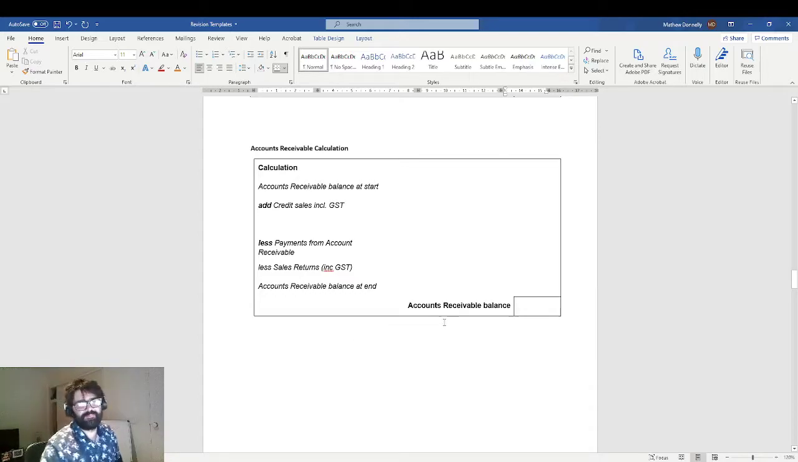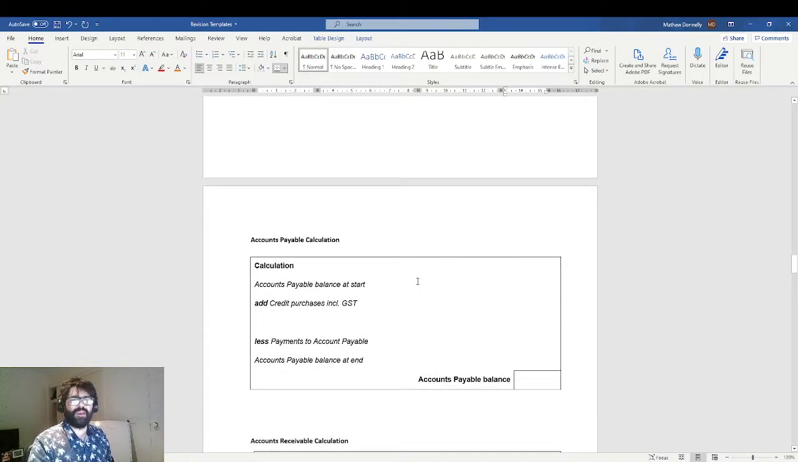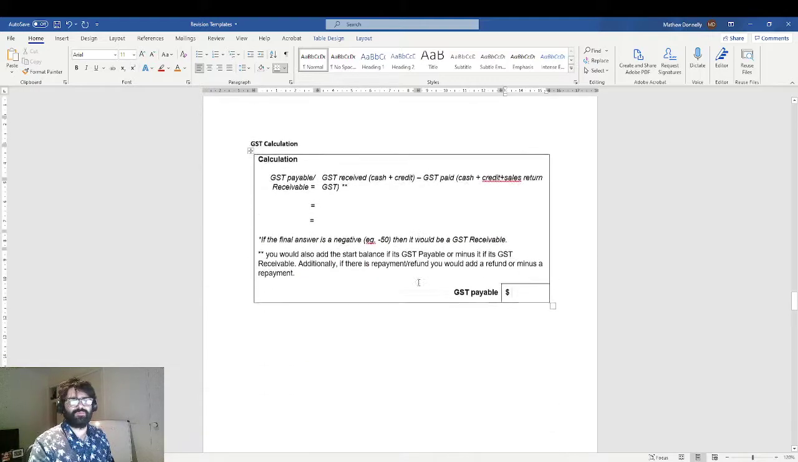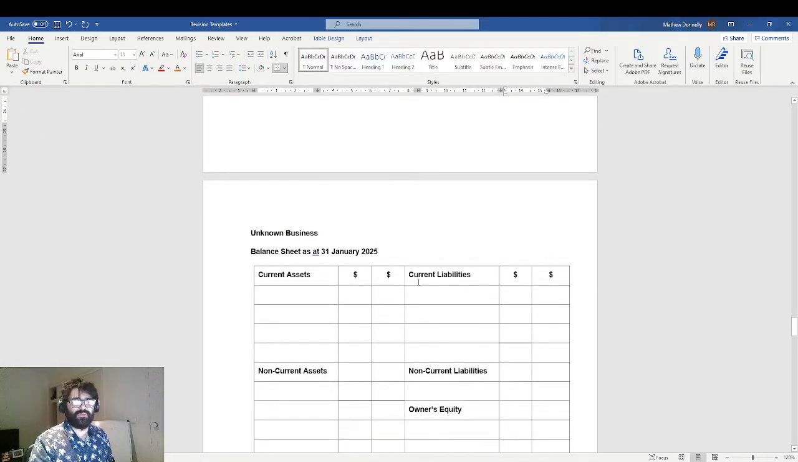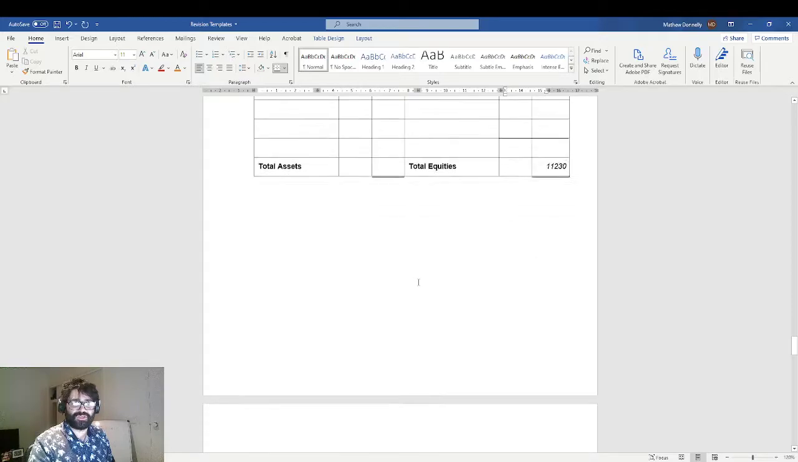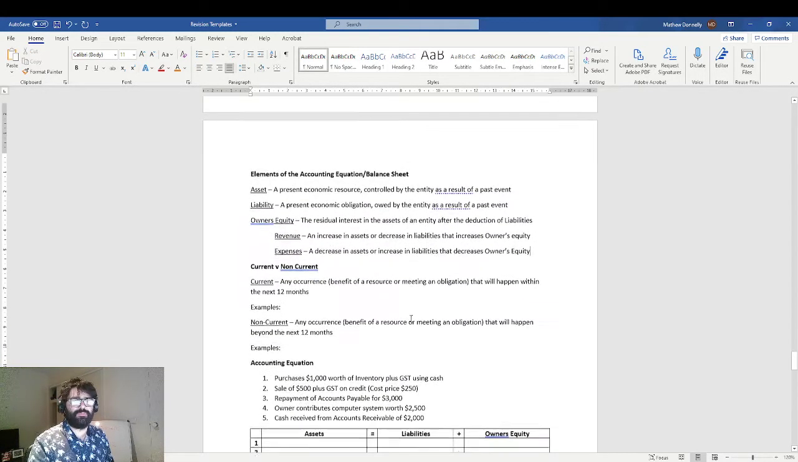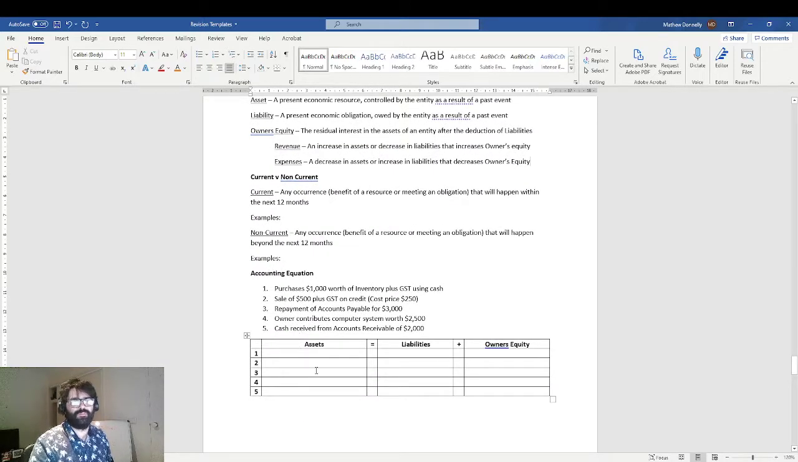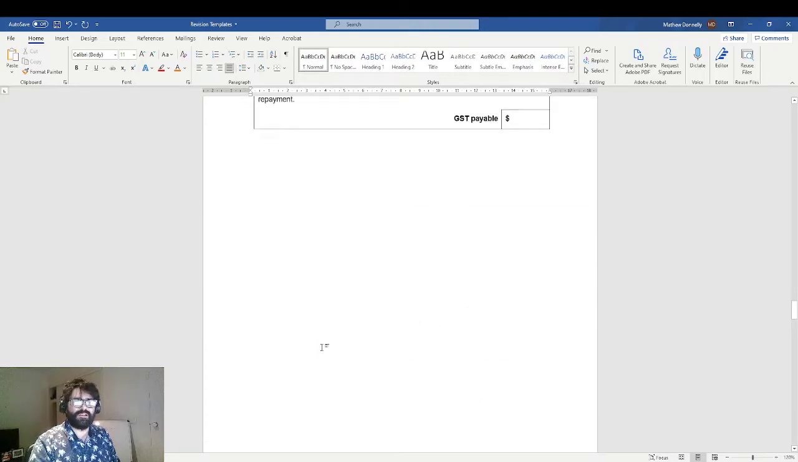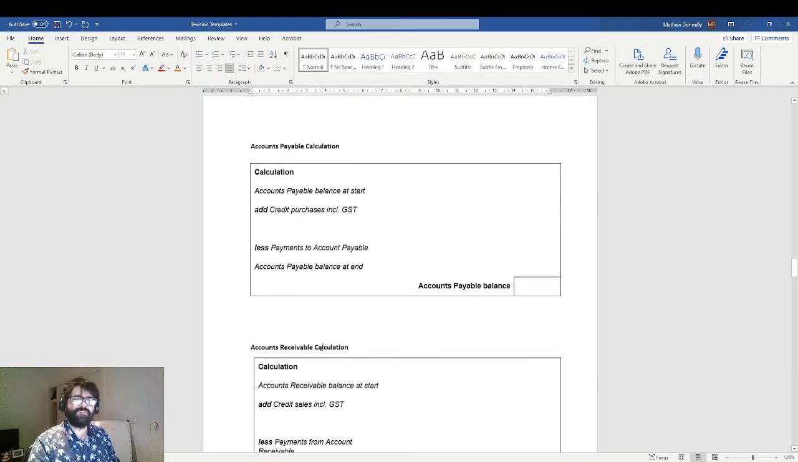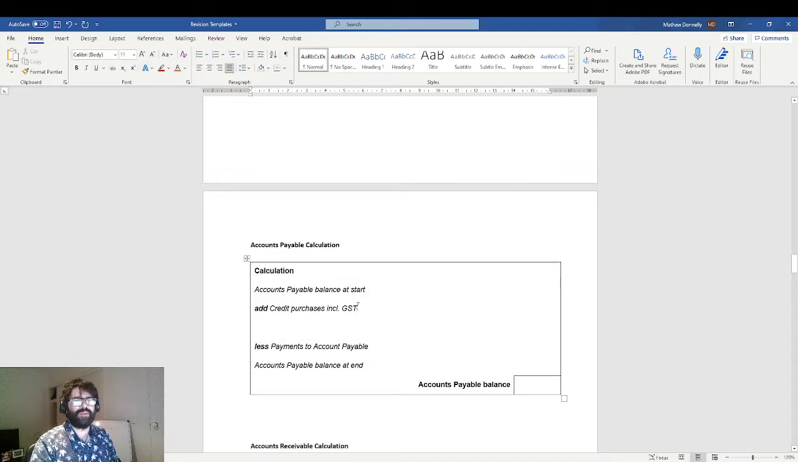Okay, just a heads up. Now, we're going to be calculating the accounts payable, accounts receivable, GST, and then looking at the balance sheet, and then that'll be wrapped up with our elements. And then we've got some worked examples I'm going to go through. So let's crack to it. Let's do our calculations first. So we'll start with accounts payable.